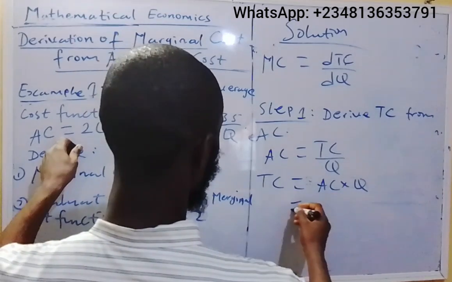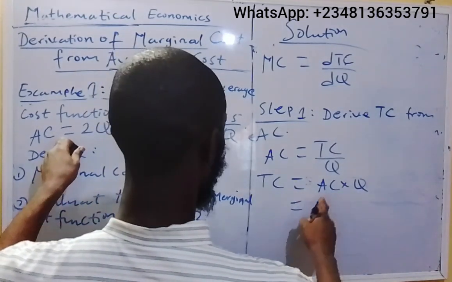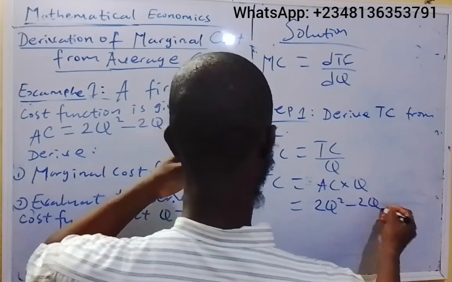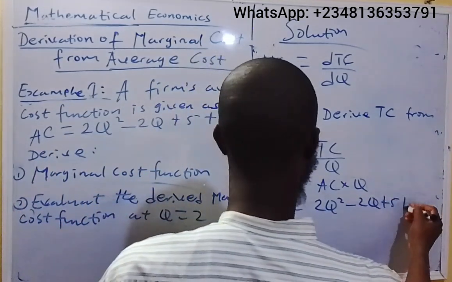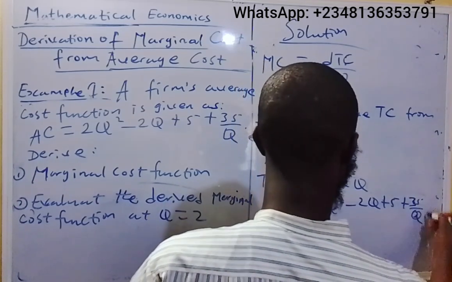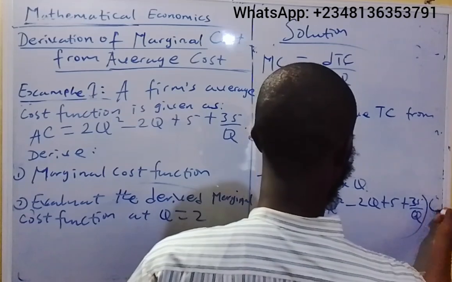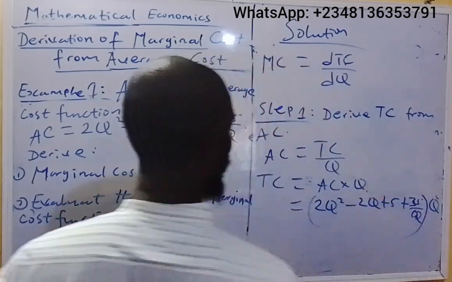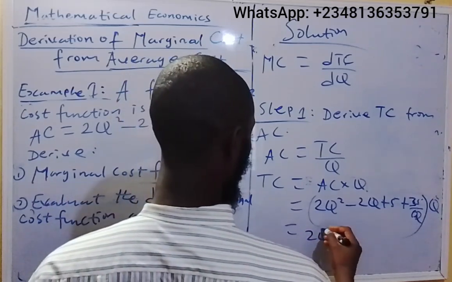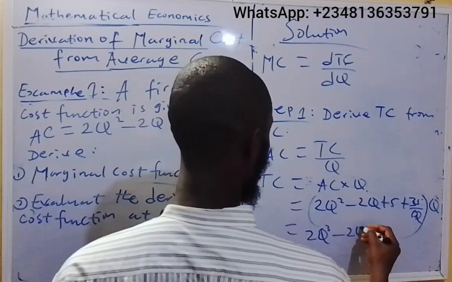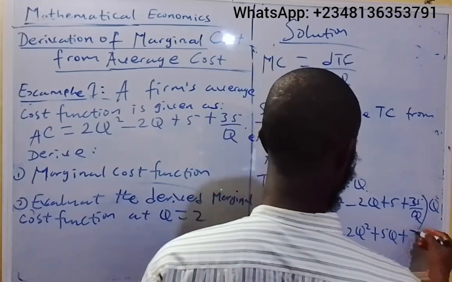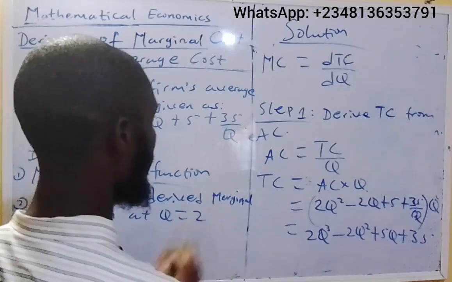This is our average cost function. So we just write our AC function there: 2q squared minus 2q plus 5 plus 35 over q, multiplied by q outside. This is AC, this is q. Then we multiply through by q. So we have 2q raised to power 3, minus 2q squared, plus 5q, plus 35. This is our total cost function.